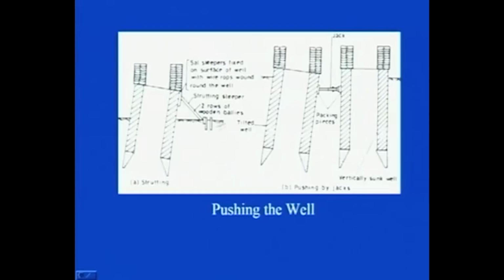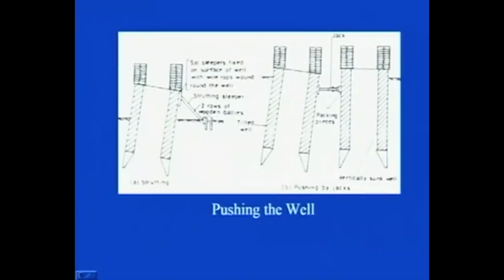It is two rows of wooden pulleys, they are being installed here. This is the strutting sleeper, and these are sail sleepers fixed on the surface of the well with wire ropes wound round the well. So, this pulling is applied on the lower side. When the pull is applied, it will have the tendency to rectify the tilt and the shift if it has occurred at that particular stage. Here it has been shown that with the help of wooden pulleys this pull is being applied.